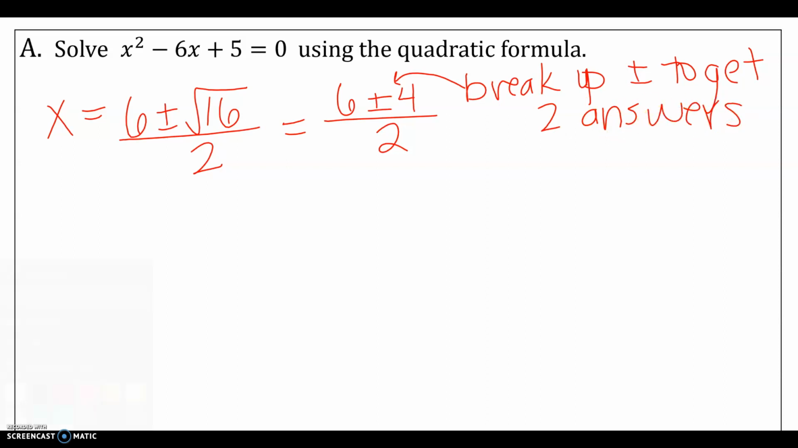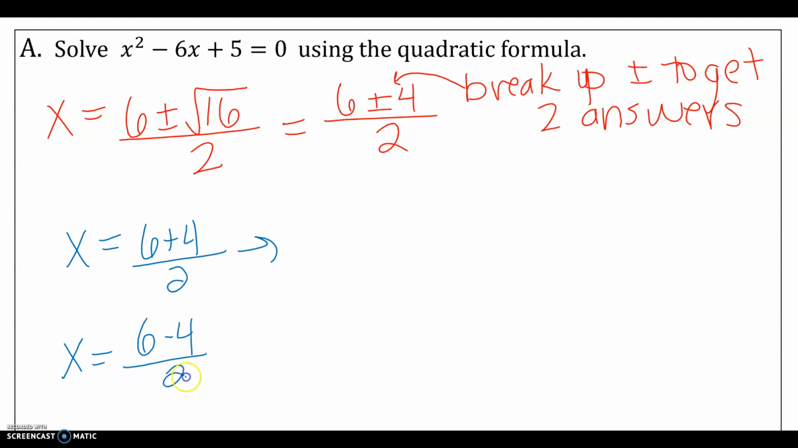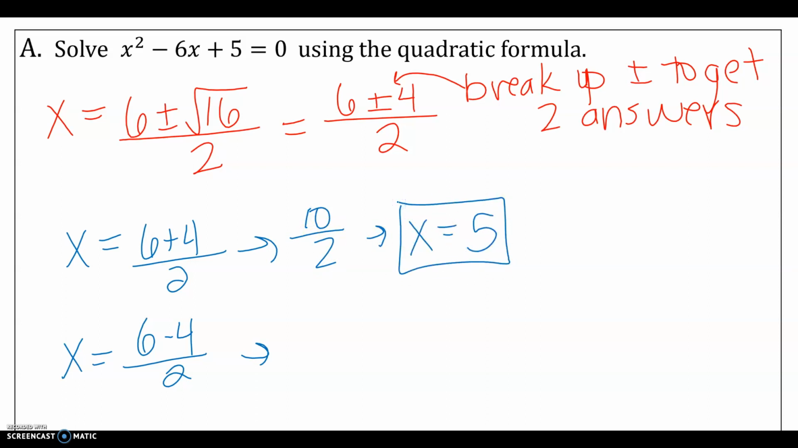Here is how you would do it. You get x equals, we're going to do the plus one: 6 plus 4 divided by 2. Then we'll do x equals 6 minus 4 divided by 2. If we do this, what do you get? 10 divided by 2, which is x equals 5. And this one is 2 divided by 2, which is x equals 1.